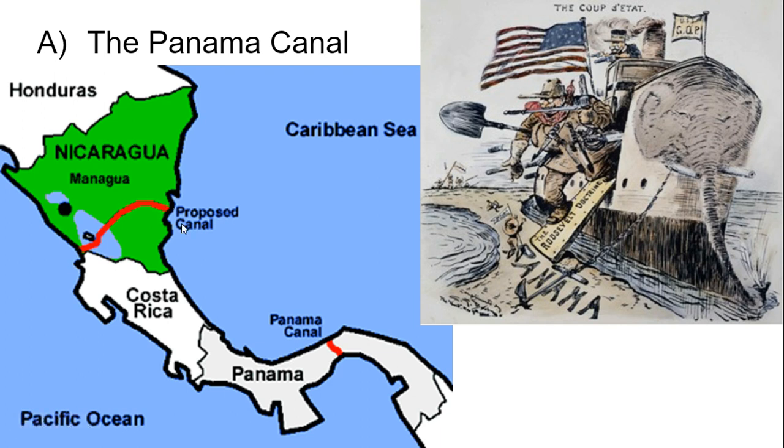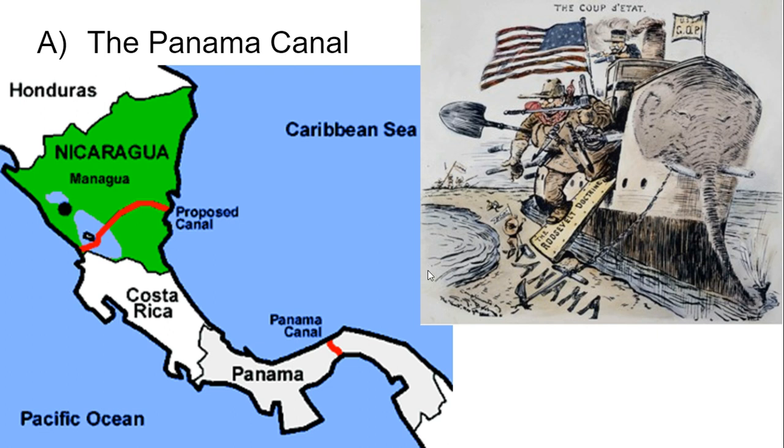Obviously, this canal is much larger. There was also some concern about what was believed to be a species of freshwater shark in one of the lakes of Nicaragua that Theodore Roosevelt didn't want to displace. And just in general, the Panama location was seen as preferable.